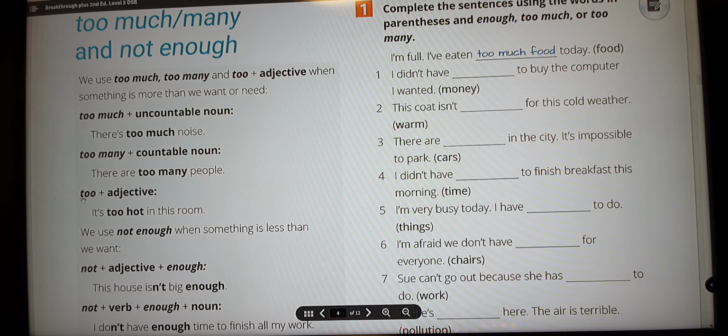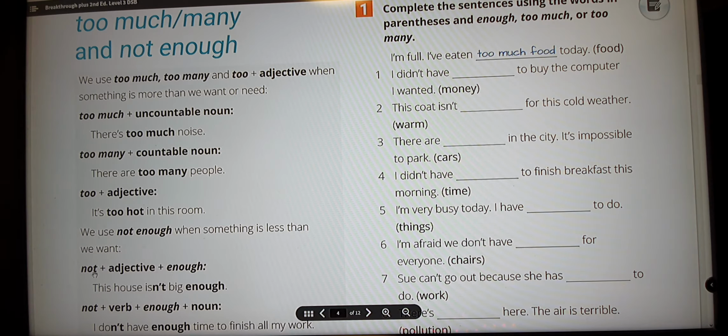We also use too plus an adjective. An adjective, a word that describes something. So in this example, hot is the adjective. It's too hot in this room. In other words, there is more heat than we want in this room. We use not enough when something is less than we want.